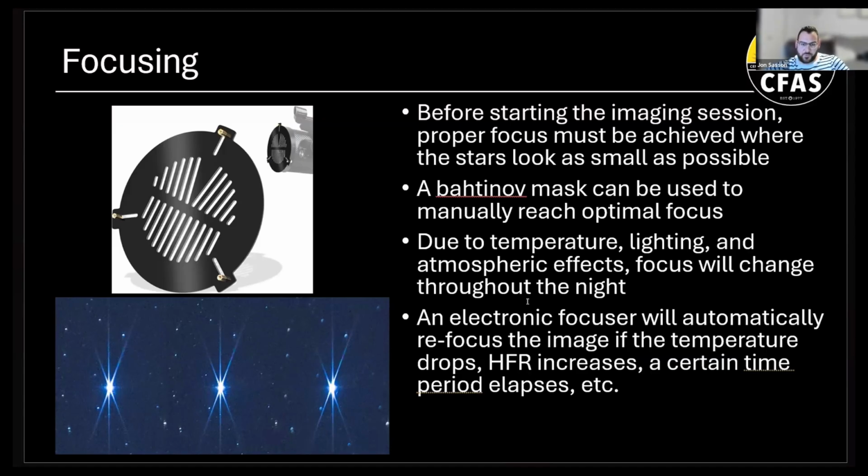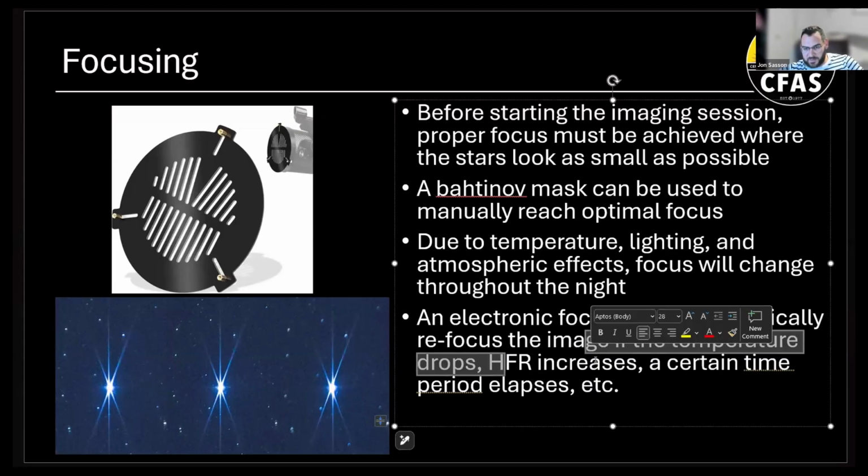An electronic focuser is something you physically attach to your focus knob. Once you set it up on the computer, it will automatically refocus the image as you set it. You can set it to refocus if the temperature changes. You can set it to refocus every hour, every 10 minutes if you want.